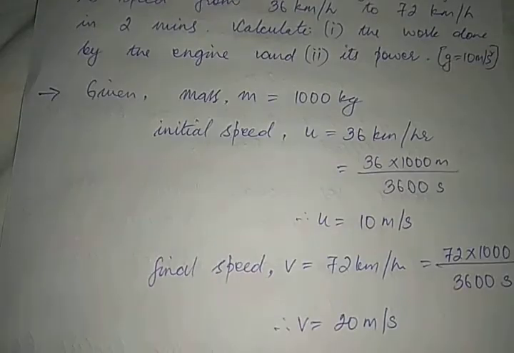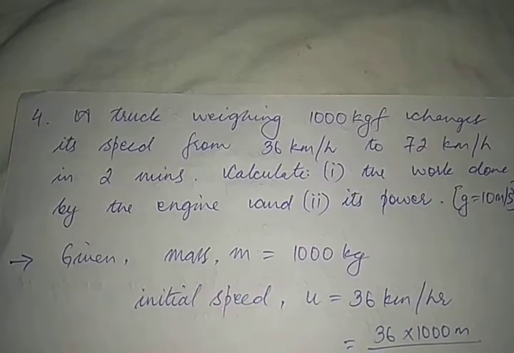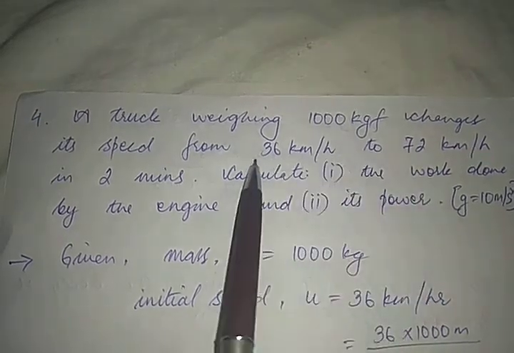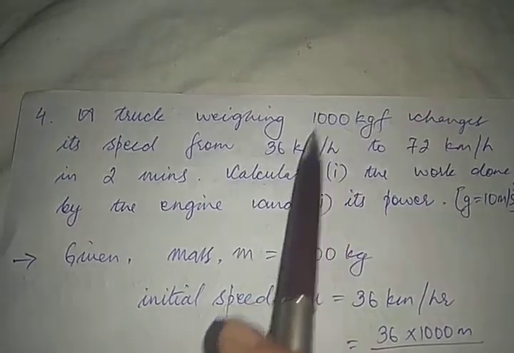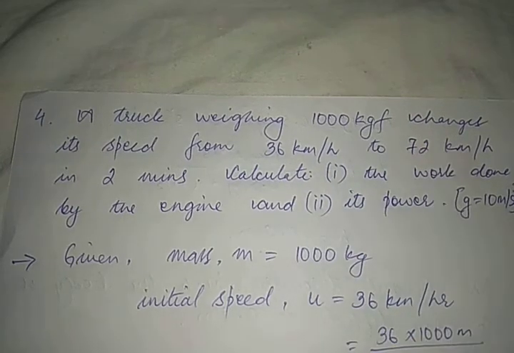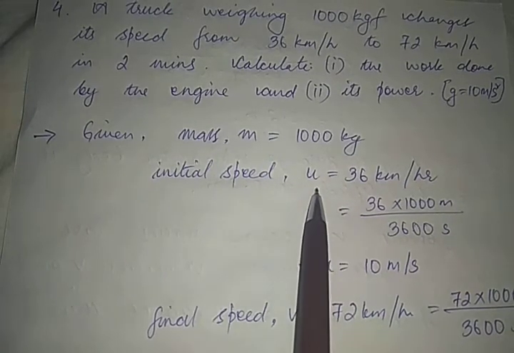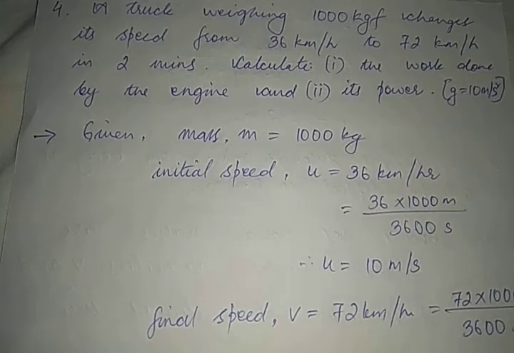So we start with what is given. Given mass is 1000 kg. Since the weight is 1000 kgf, its mass has to be 1000 kg. Now initial speed. Since there is a change in speed or velocity of the body, this was the initial speed and this is the final speed. We are calling this the initial velocity or the initial speed, and this is the final velocity or the final speed. So initial velocity, we are denoting it by u, is 36 km per hour.